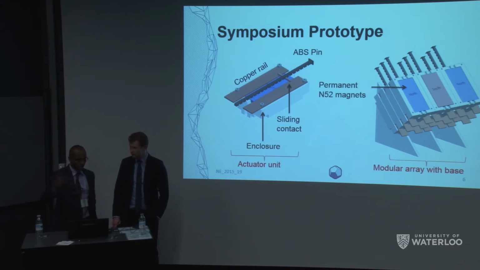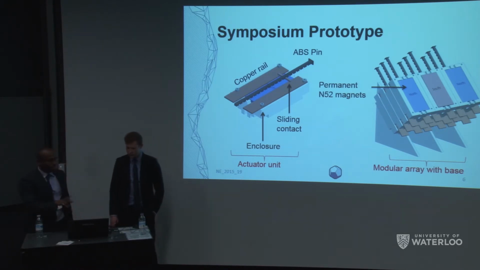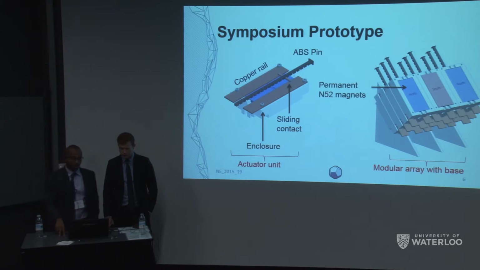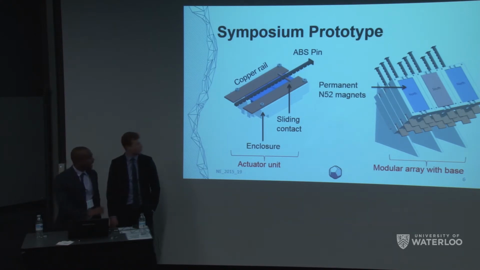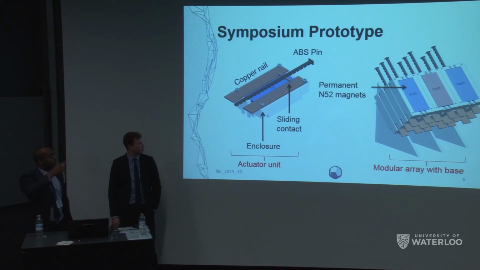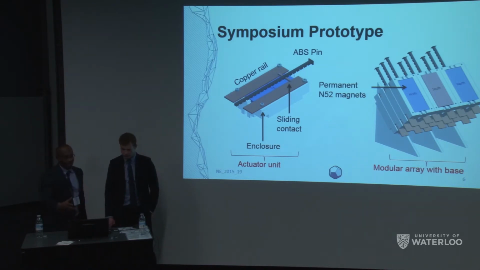So this right here is what we have outside. You can see that there's two copper rails which provide the current to the ABS pin and the wire that's going across it. You have a magnetic field that's going up, and the current is going across that wire, and then you generate a force that pushes the pin up. And then when we stack these together, we get the 3x3 that we have. As I said, we're using a permanent magnet rather than a coil generating thing.